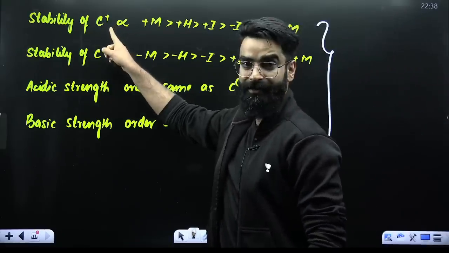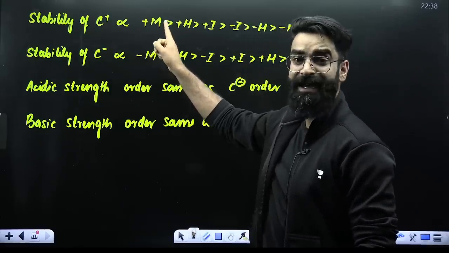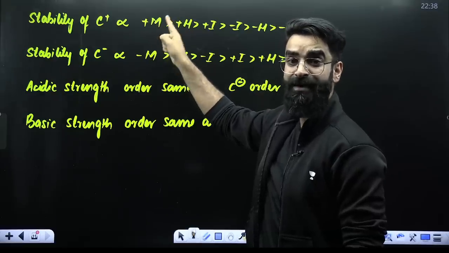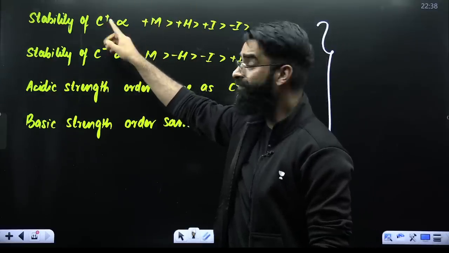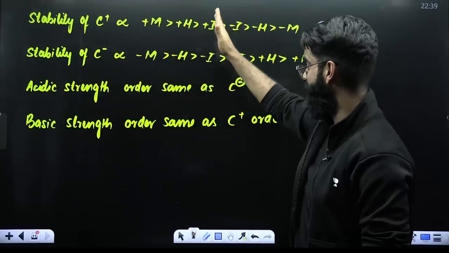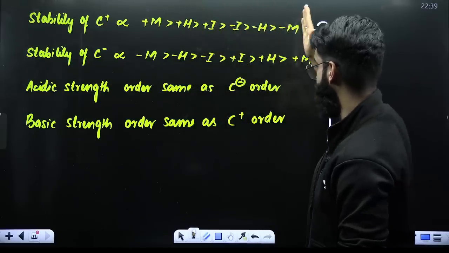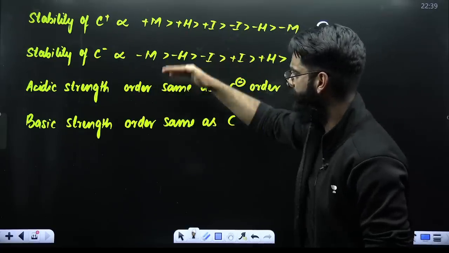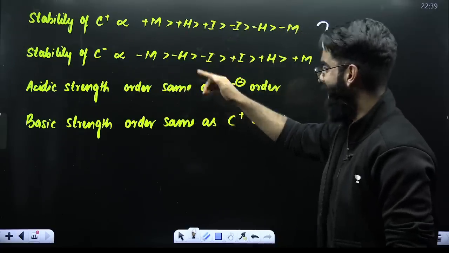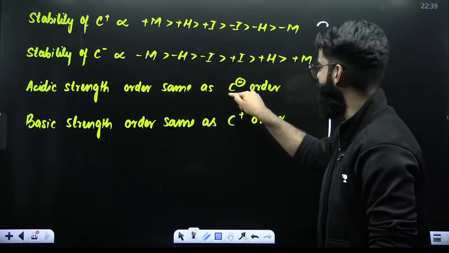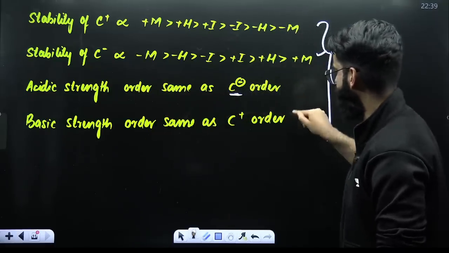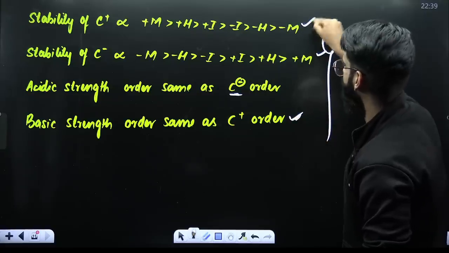Stability of carbocation: that carbocation wherein you see a group showing plus M, right? That will stabilize the carbocation the maximum, followed by plus I showing group, followed by minus I, minus H, minus M. Similarly, your stability of carbanions follows this particular order in reverse. Acidic strength order will follow the same order as that of your carbanion order, and basic strength order will follow the same order as that of your carbocation order.